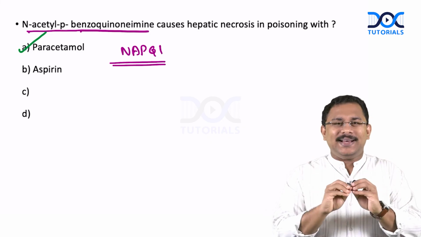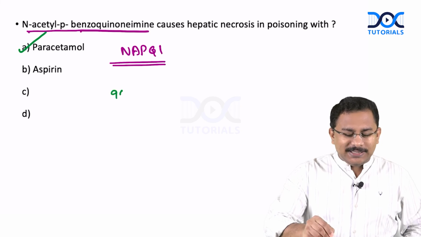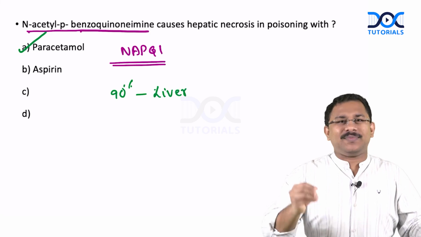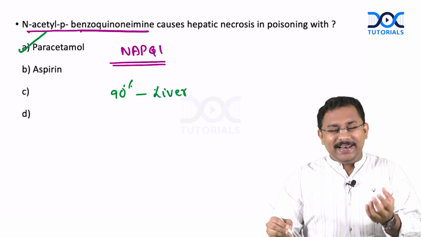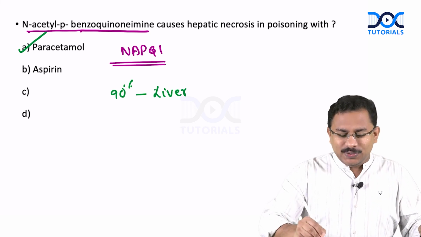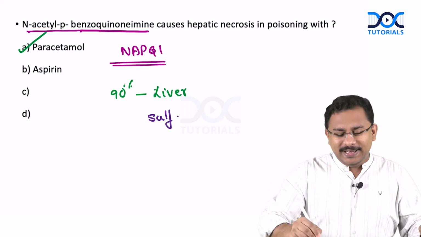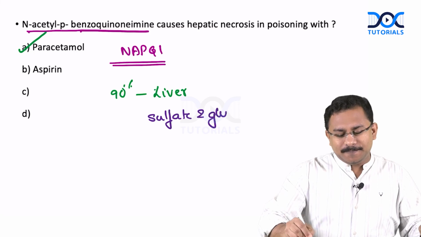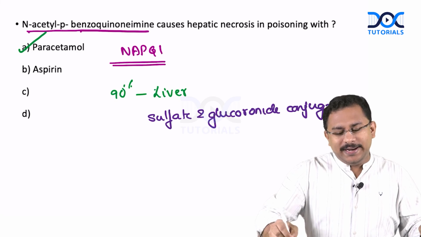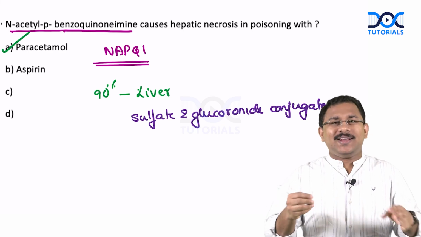See, when you take paracetamol in routine therapeutic doses, 90% of the acetaminophen is metabolized in the liver to sulfate and glucuronide conjugates, and then is excreted in urine. So what about the remaining 10%?